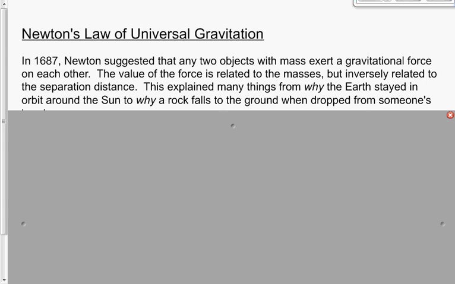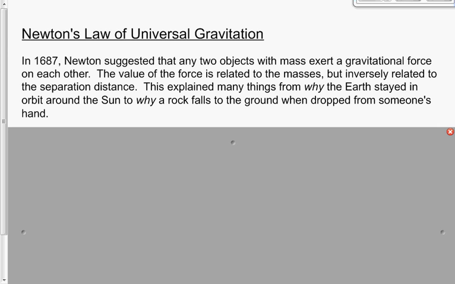But in the end, Newton still came up with this law that described this force of gravity that acts between two objects, between any two objects with mass, including the apple and the ground, between you and your partner, between the Earth and the sun.